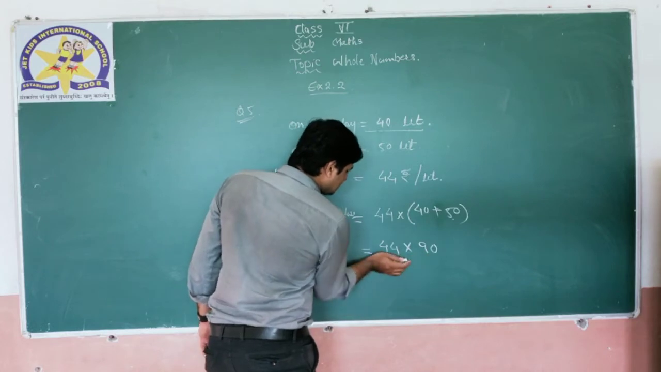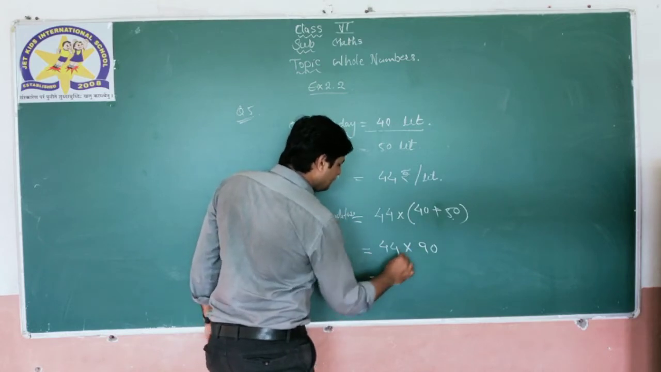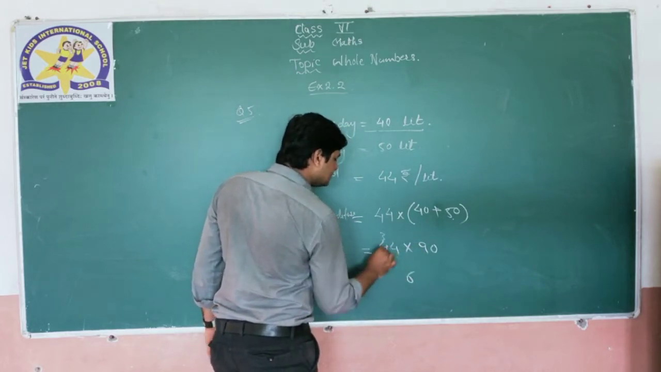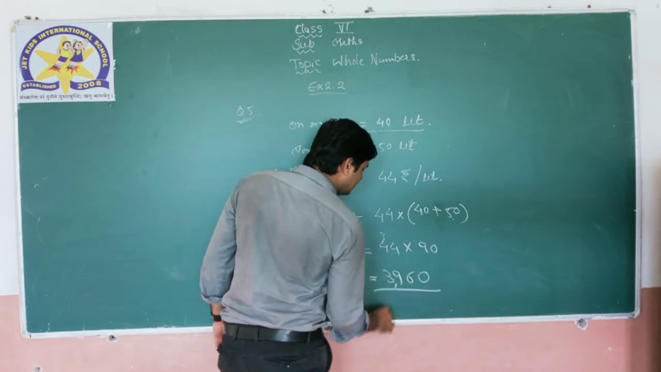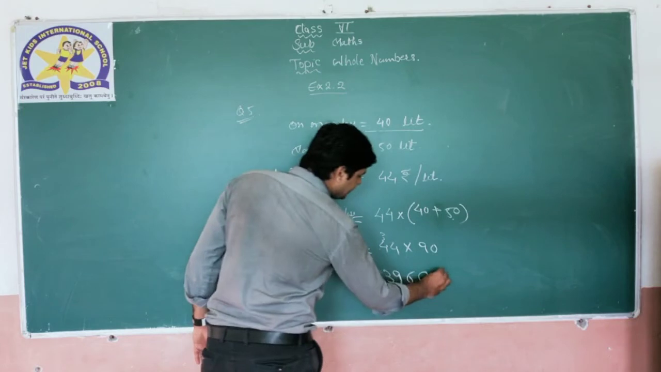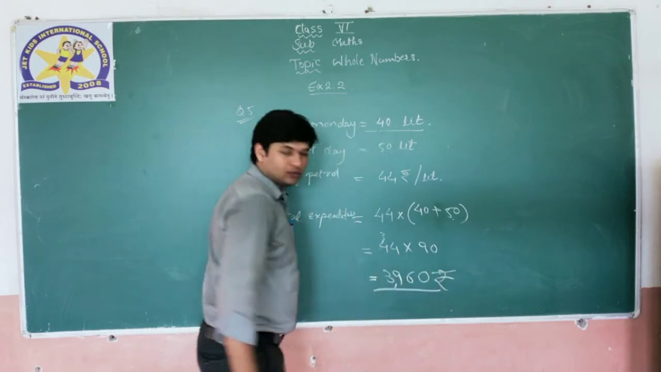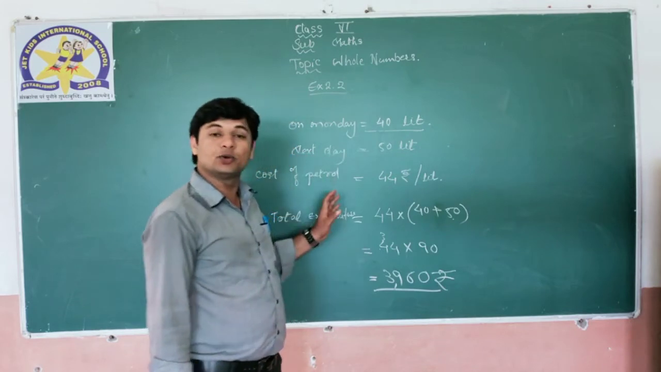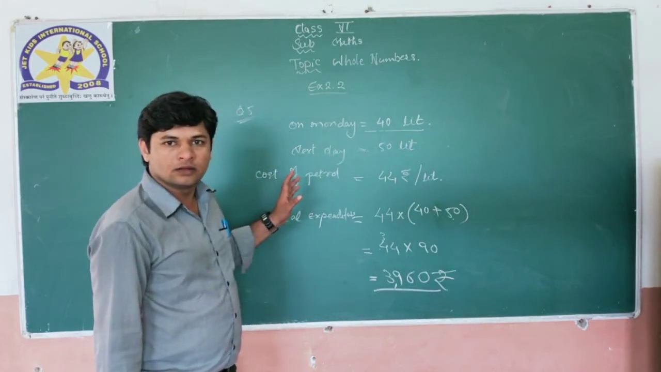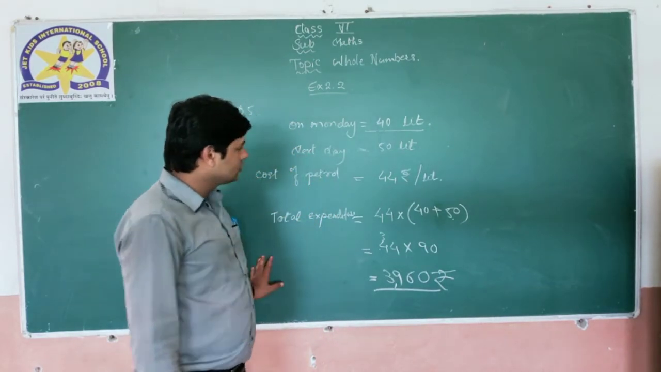9 times 4 is 36, carry 3, 9 times 4 is 36, 39, 3,960 rupees he spent. Okay, 3,960 rupees he spent on petrol. Clear? This is how you are going to write it.